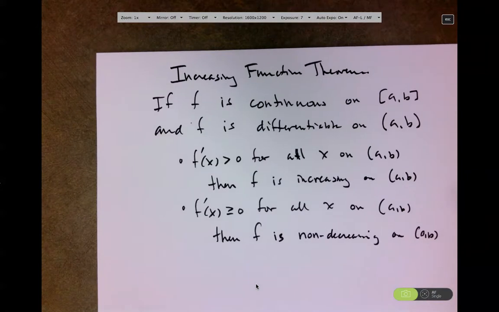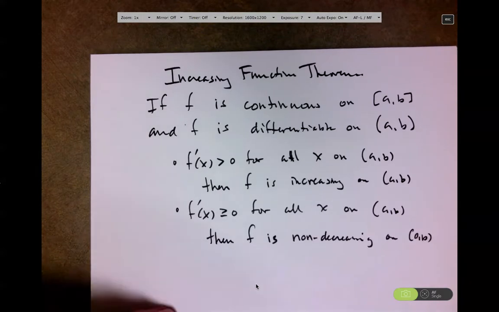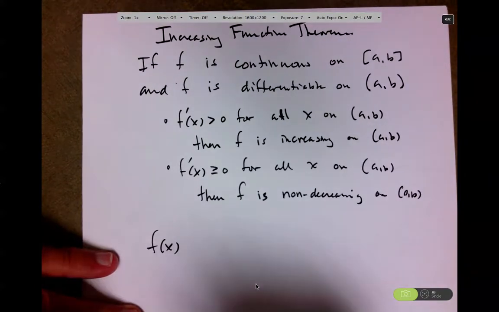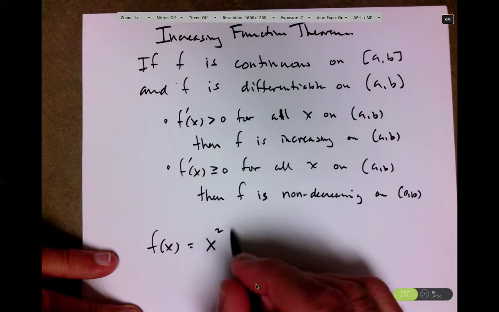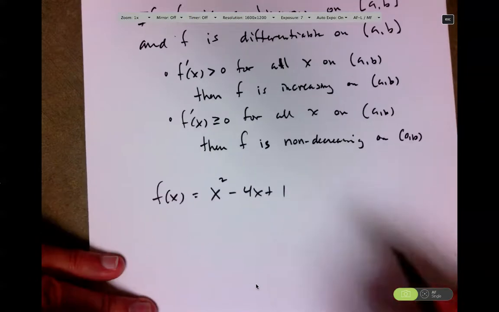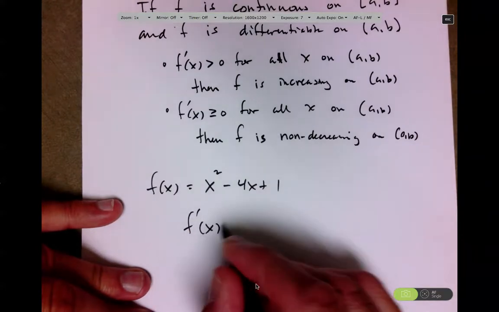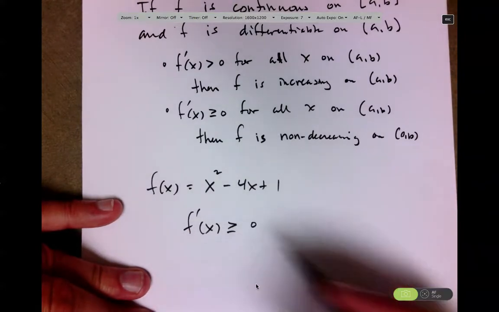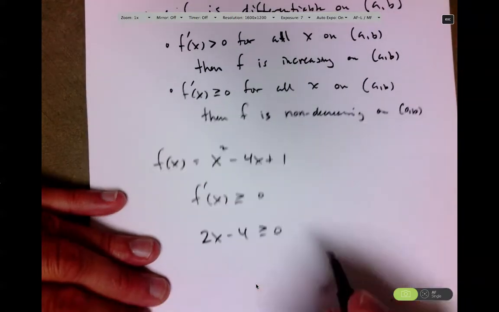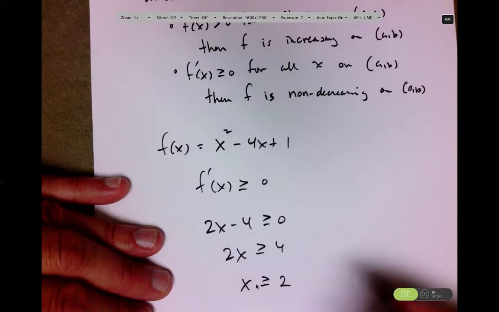So if we want to know where a function is increasing or at least non-decreasing, we just take the derivative and find out where it's positive. Let's say we've got a function f of x equal to x squared minus 4x plus 1, and the question is, find an interval where this function is increasing. We just want to know where the derivative is greater than or equal to 0. The derivative of this function is 2x minus 4. If I say greater than or equal to 0, 2x has got to be greater than or equal to 4, so x has got to be greater than or equal to 2.